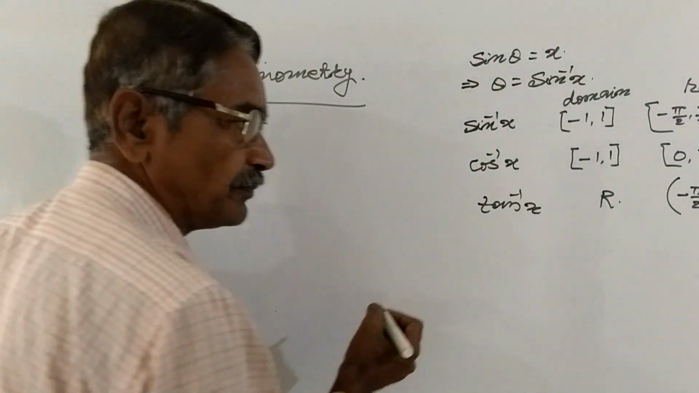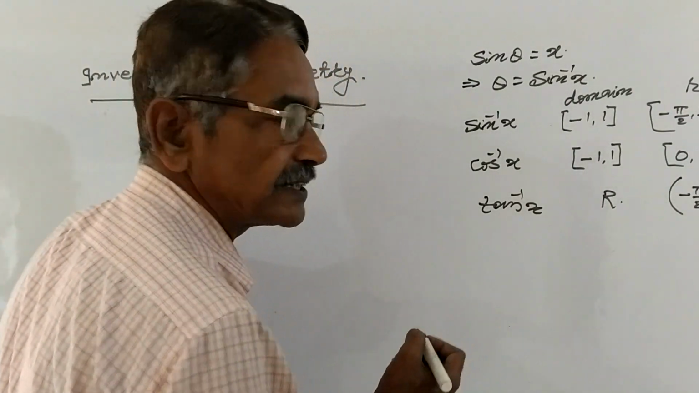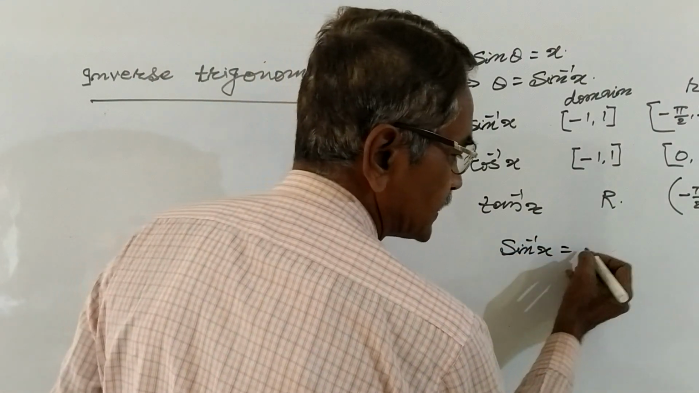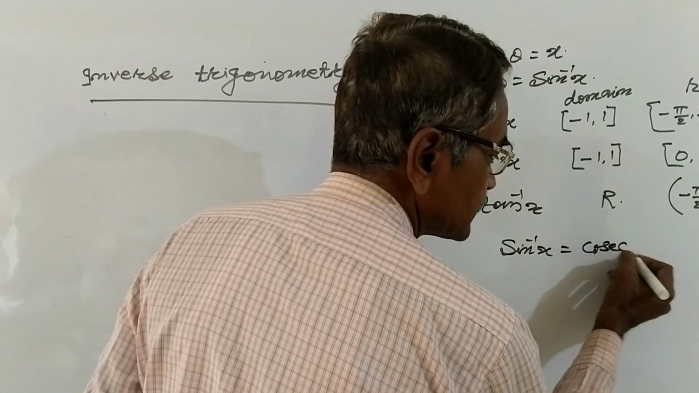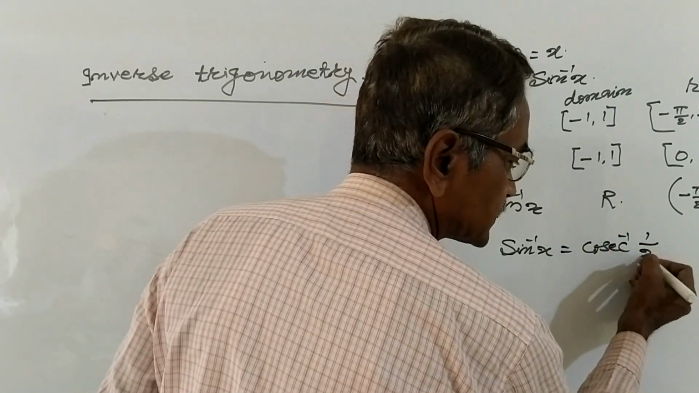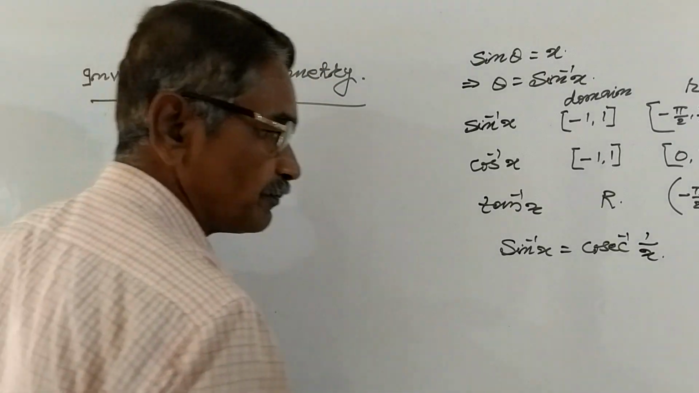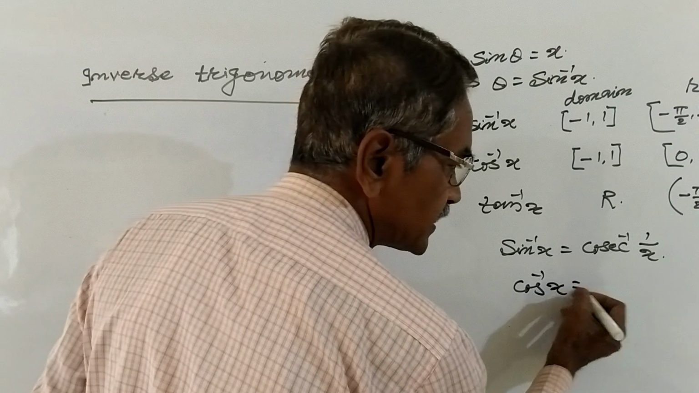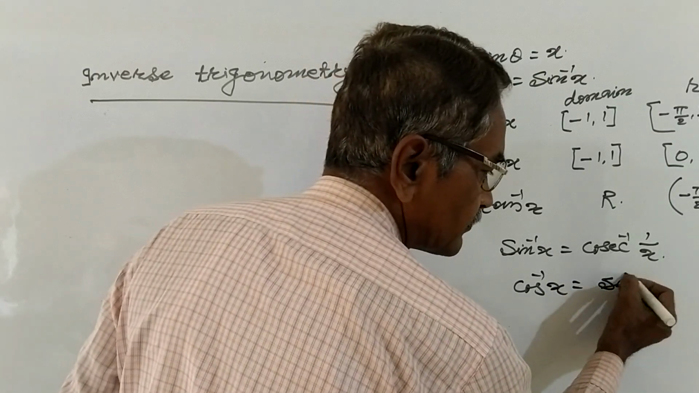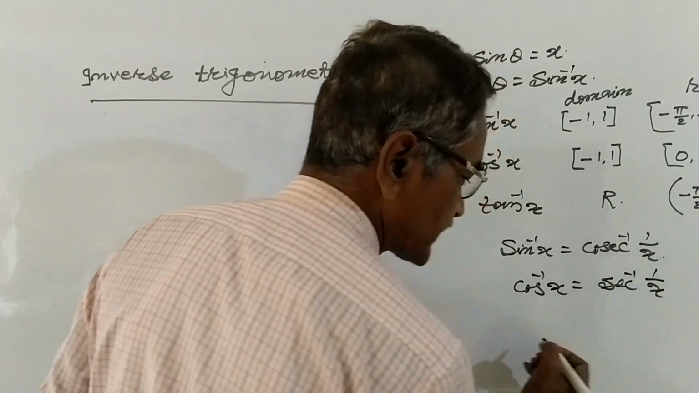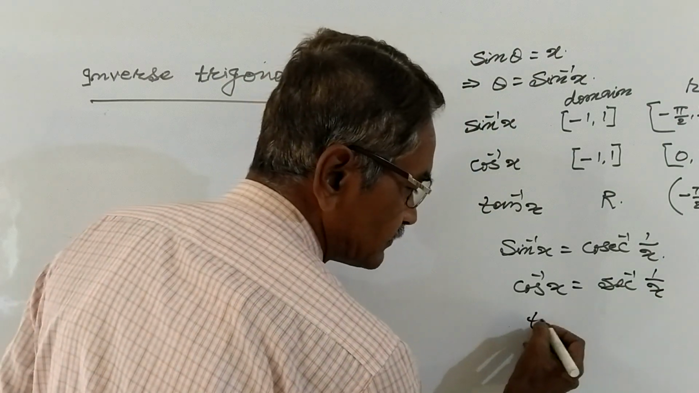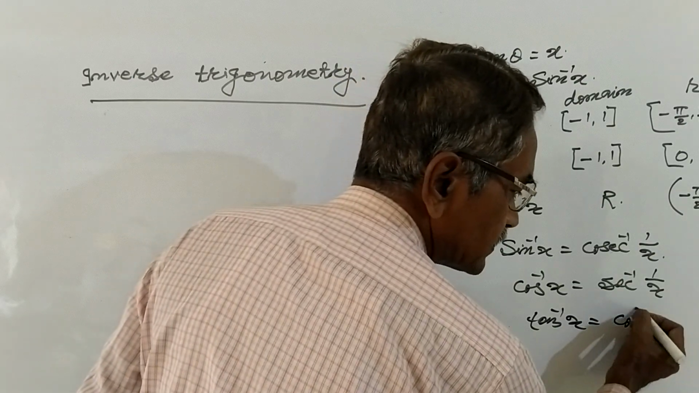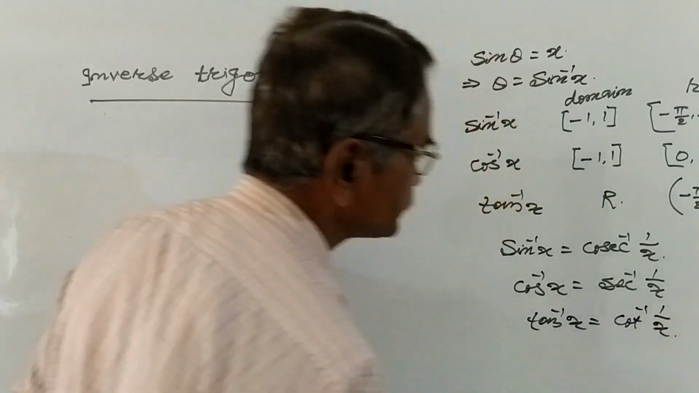Now, we'll talk about some properties. So sin inverse x can be written as cosec inverse 1 by x. Similarly, cos inverse x can be written as sec inverse 1 by x. And tan inverse x can be written as cot inverse 1 by x.